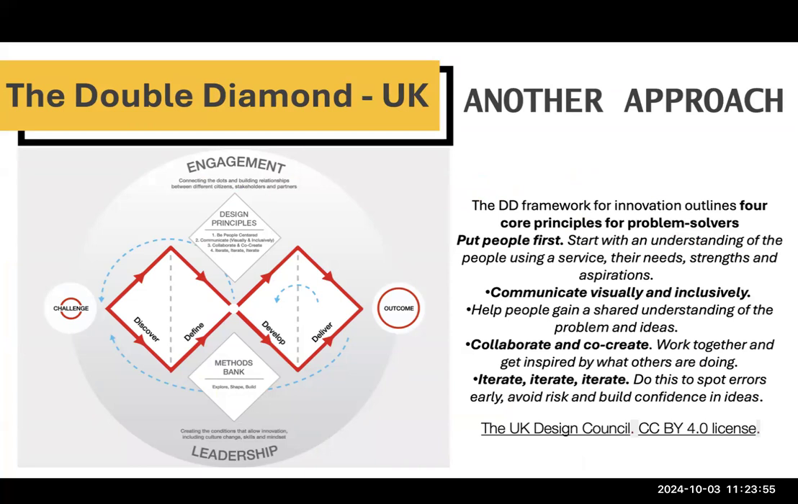It's called the double diamond. It has the same kind of values in that when you're coming to solve a problem, always put people first. You always begin with people. And so the discover phase of the double diamond starts with understanding, how do people use this service? What are their needs, strengths, and aspirations? So it's very similar to the empathy stage in the D-School model.